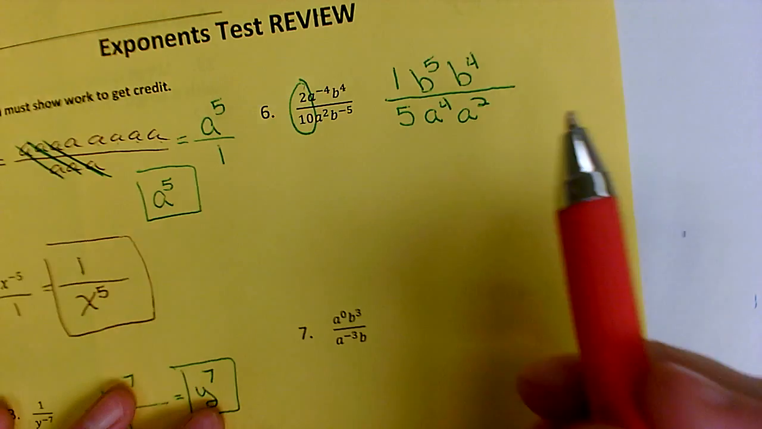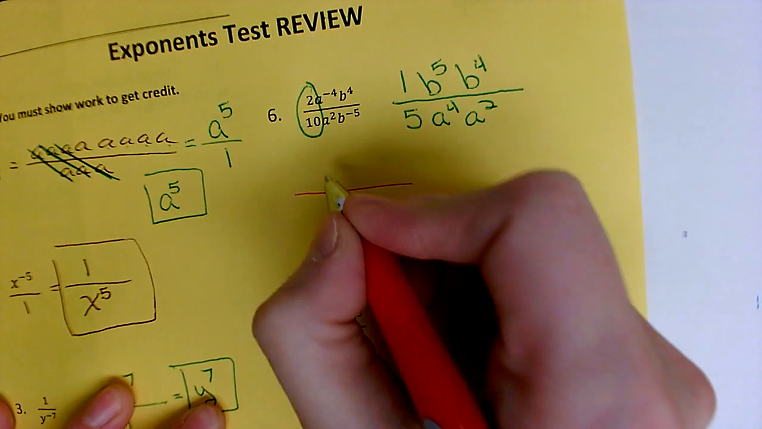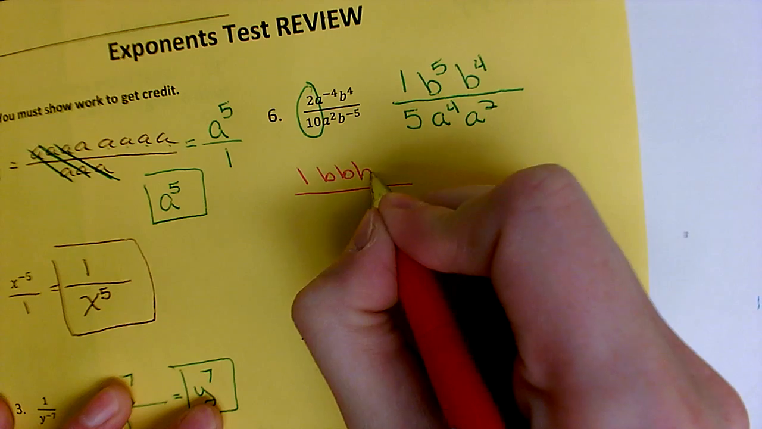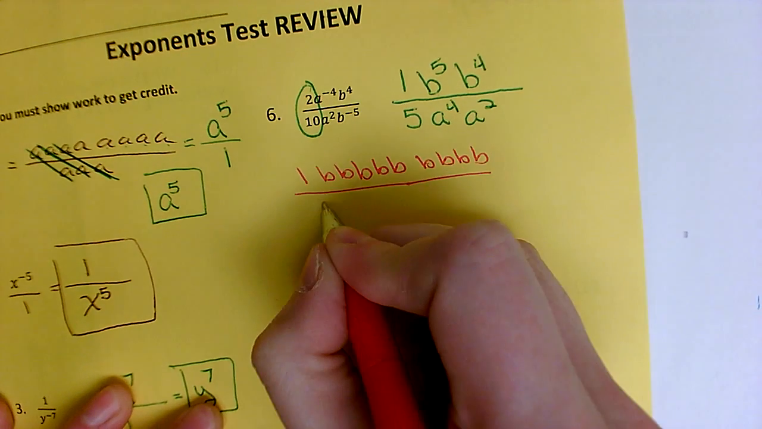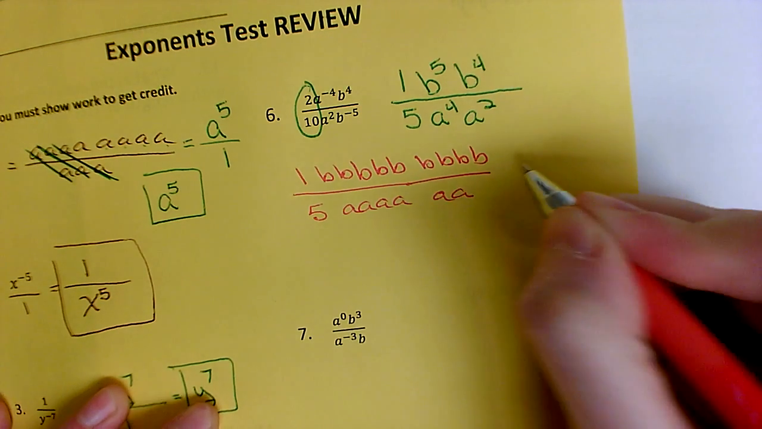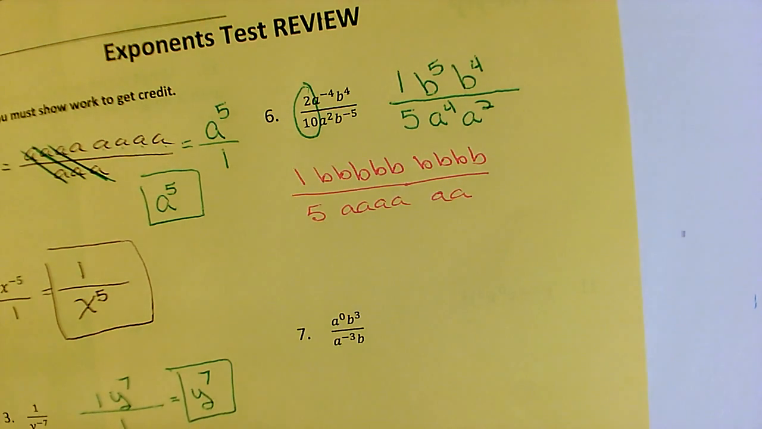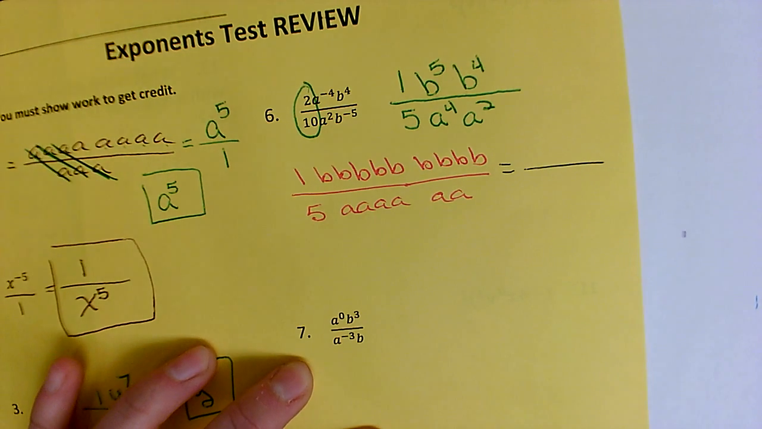I know I've got to expand this problem because I've got the b's written down more than once and the a's written down more than once. So 1b to the 5th, b to the 4th, over 5a to the 4th, and a squared. Now I don't have the same letter on top and bottom of my fraction bar, so I can't cancel anything out, but I can put this all back together.